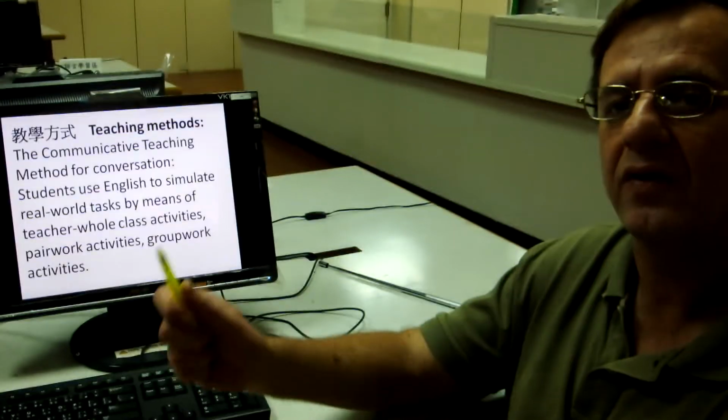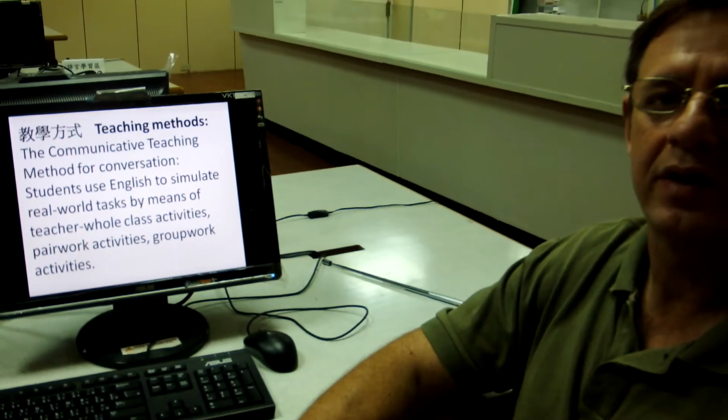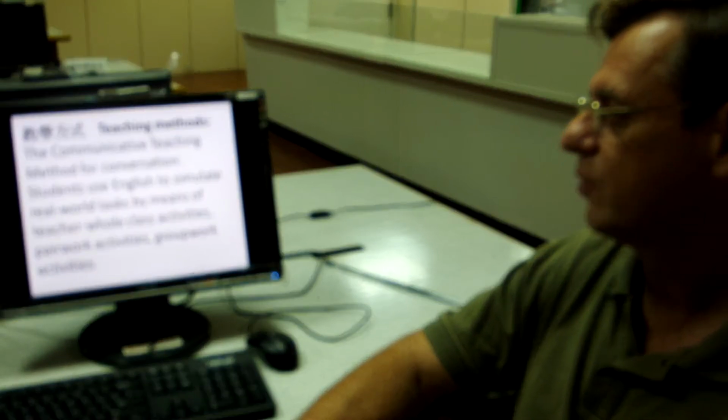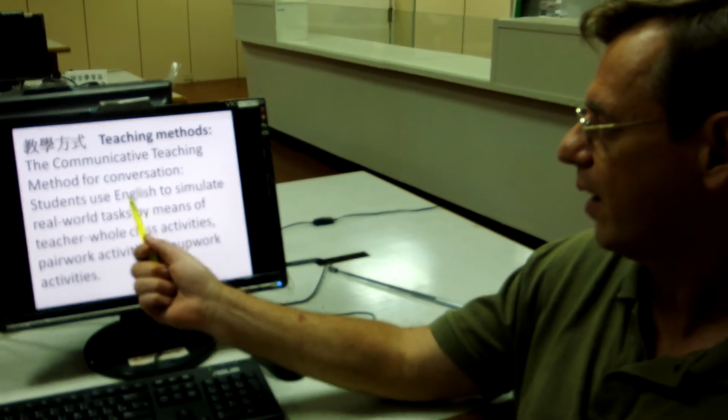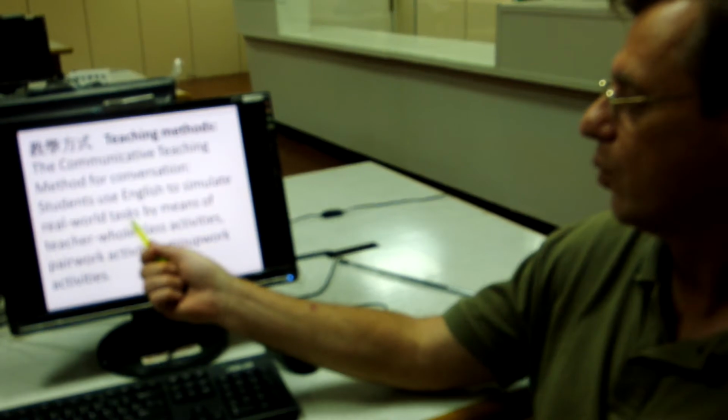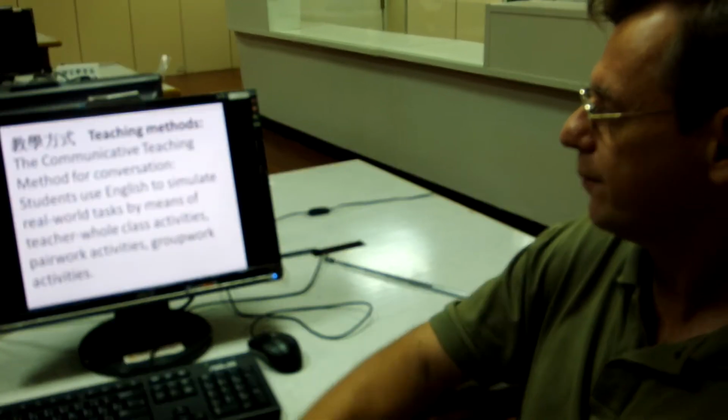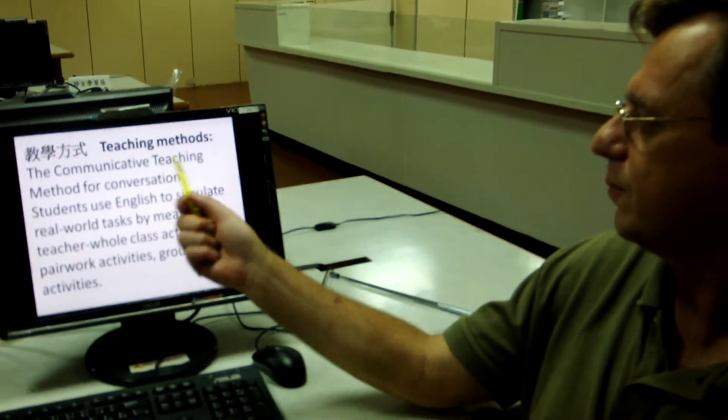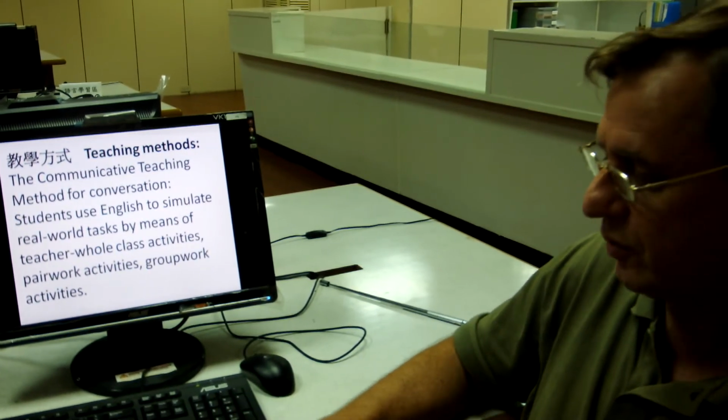And I will walk around the classroom and monitor them and see how they're doing and let them know what they're doing right or wrong. So that's what I mean by simulating real-world tasks. Anyway, that's basically the communicative teaching method for conversation. That's what I use. We're going to the next part here real quickly.